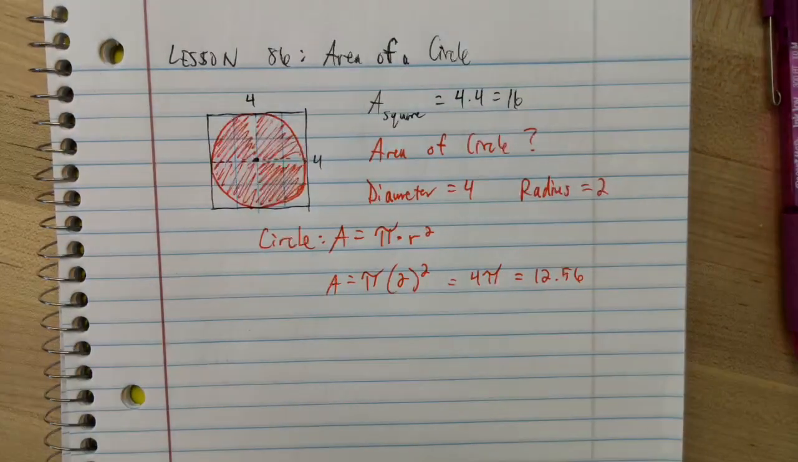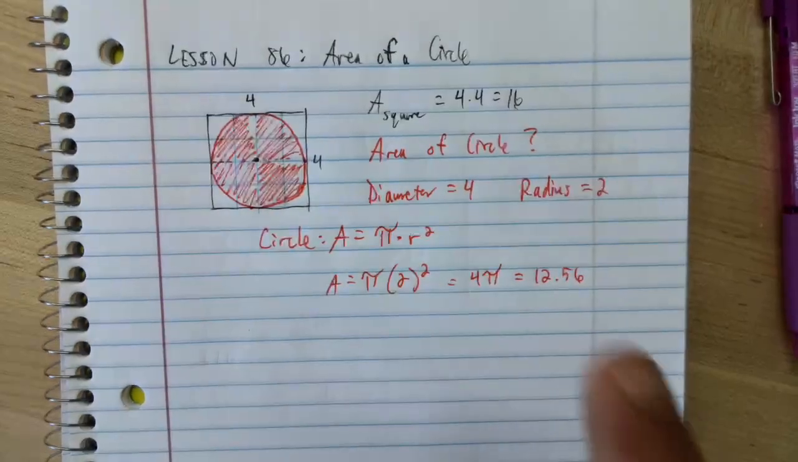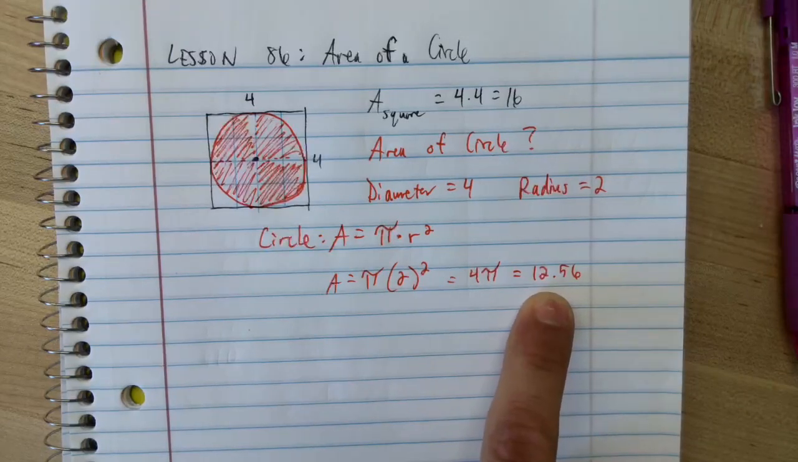Roughly. Now, I estimated because pi is irrational. We can't say pi is exactly 3.14 because it's not. Pi is actually not a number but a ratio. But that's a whole other class. So, that's it. Now, at the beginning, did you tell me that the area would be less than 16?